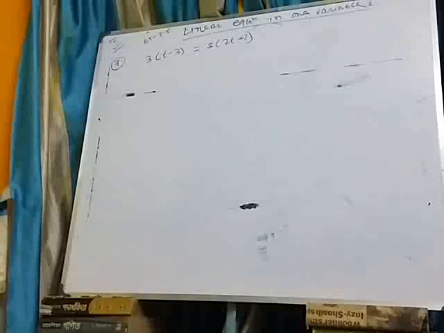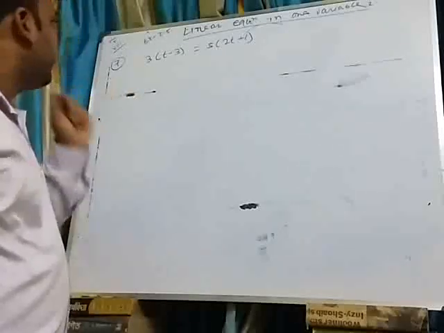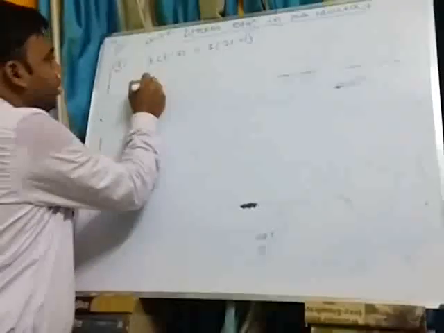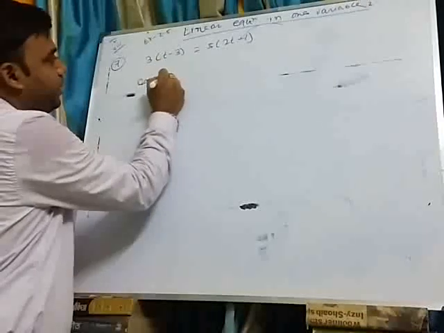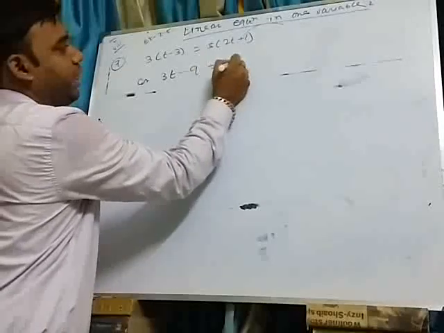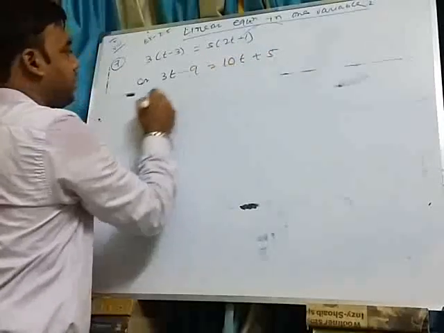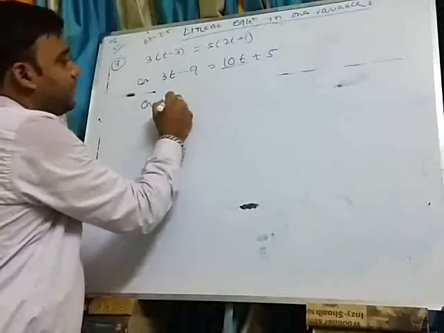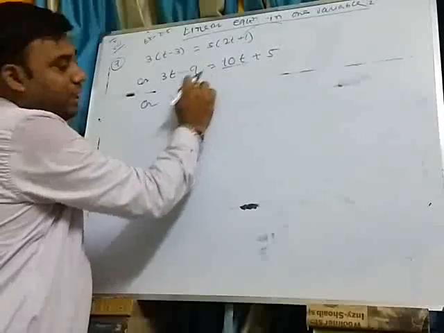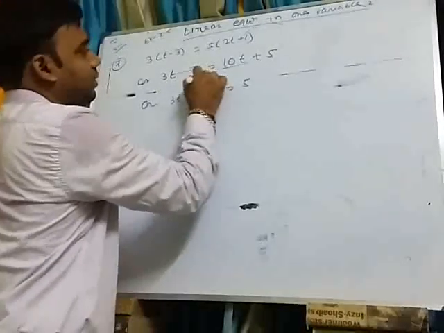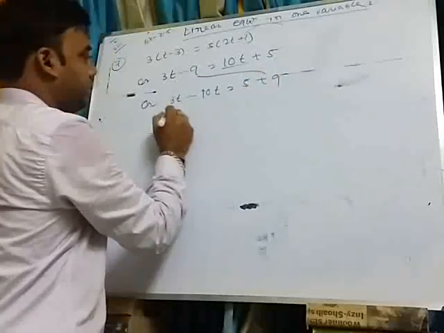Okay, moving to question 7, that is 3t minus 3 equal to 5 into (2t plus 1), that is sum number 7. Okay, t into 3, that is 3t, minus 3 into 3, 9, 5 into 2t, 10t, plus 5. Bring this 10t, or transpose this 10t to the left hand side, that is plus sign, it will be minus sign. 10t. 5 minus 9 on this side, it will be plus 9.